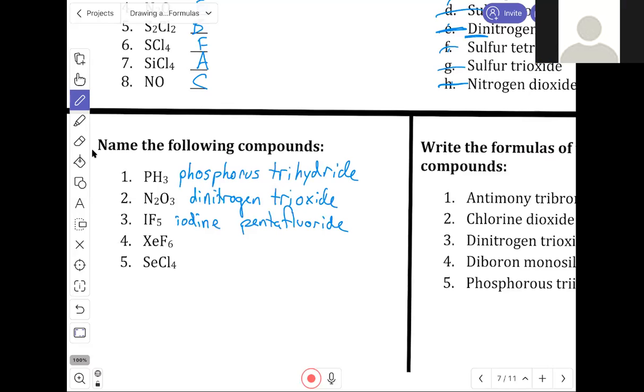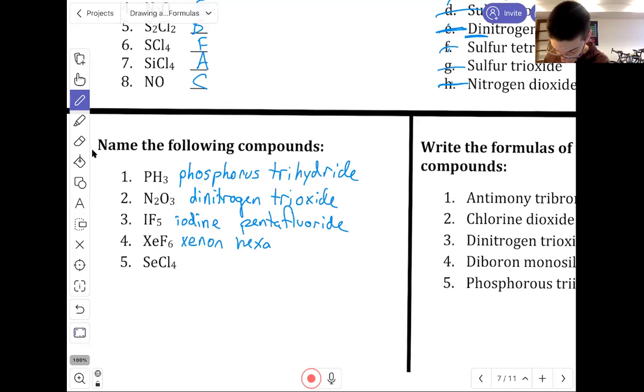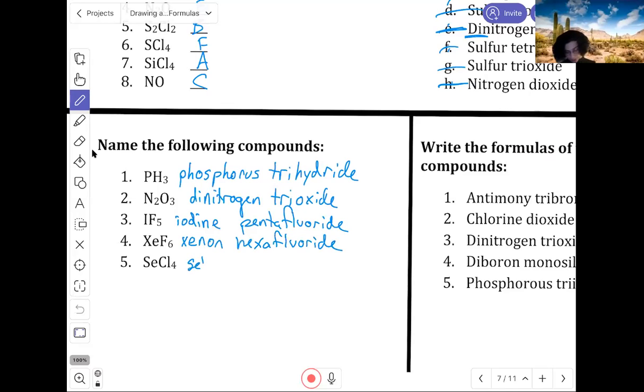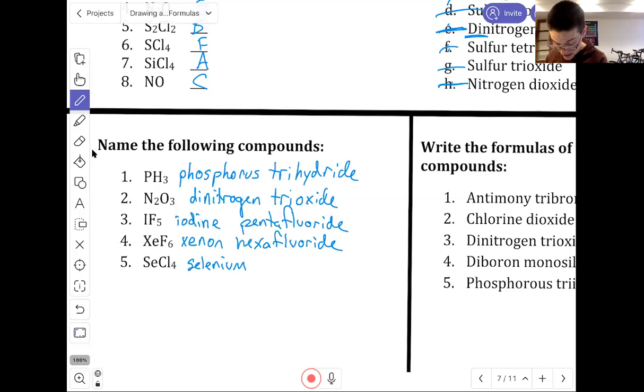Xenon hexafluoride. Xenon hexafluoride. And the last one. Selenium fluoride. All right, selenium, yes, or selenium, either way. And then what was it? Tetrachloride. Tetrachloride.